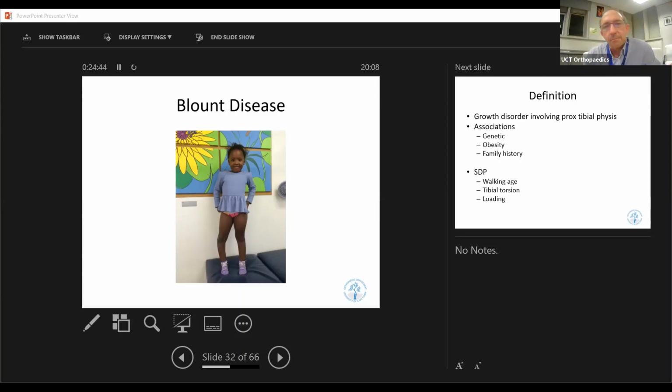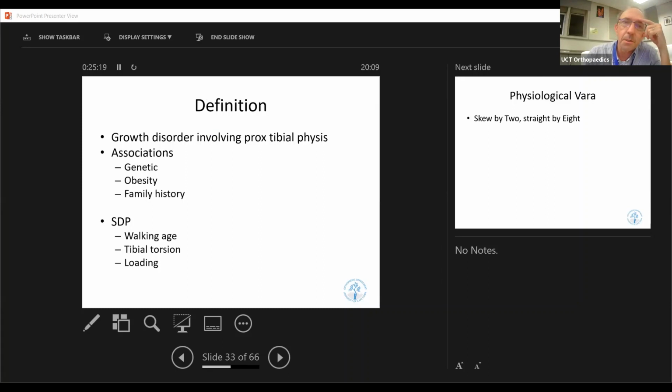Let's get on to Blount's disease. And so Blount's is of interest to us because it's prevalent in South Africa. It's relatively common, and there are actually very few, when you look at it, very few hard and fast answers to the question as to what we should be doing. There might be principles, but the details may be a little bit vague. And so to try and, through the process of this talk, get an approach rather than answer all of the questions. So by definition, it's a growth disorder involving the proximal medial tibial physis.